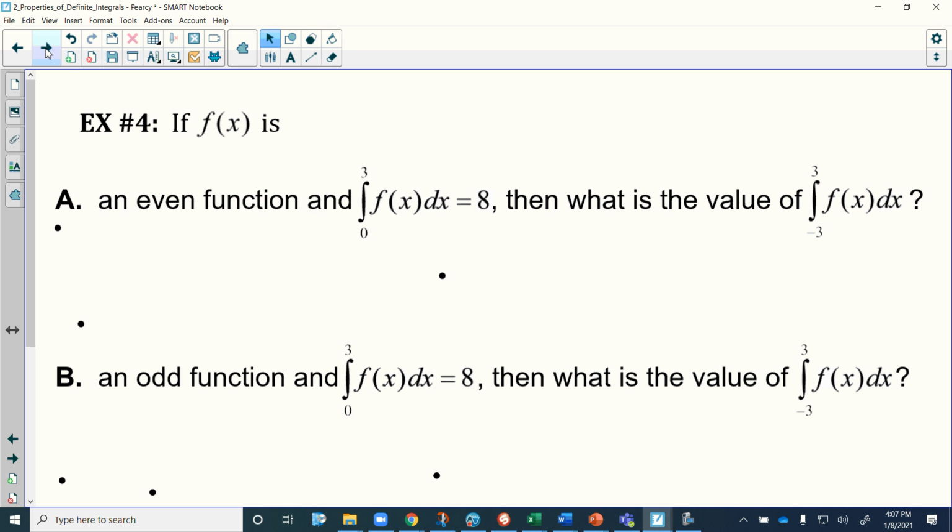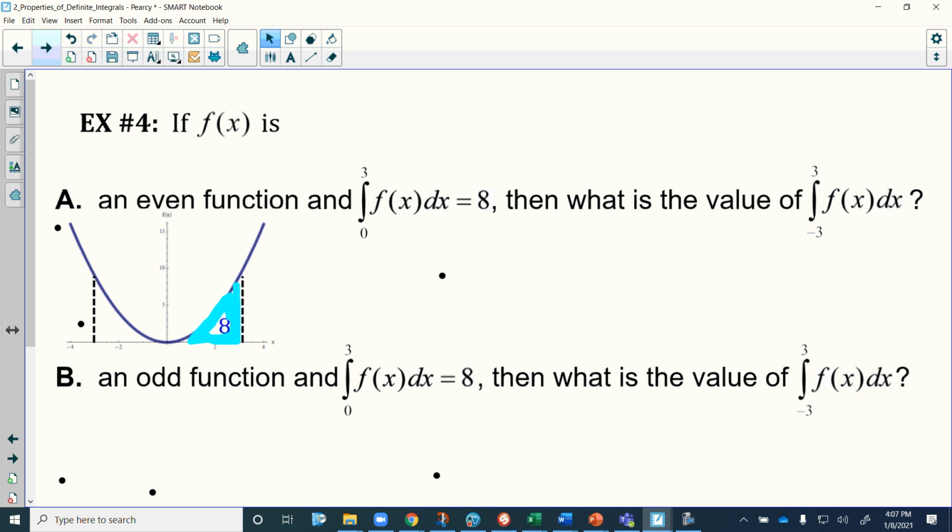Now, specifically, if you think about an even function, it's going to be symmetric to the y-axis. So here, this is kind of an example. Now, I don't know if the function is supposed to be quadratic. I'm just giving an example of what an even function is, being symmetric to the y-axis.